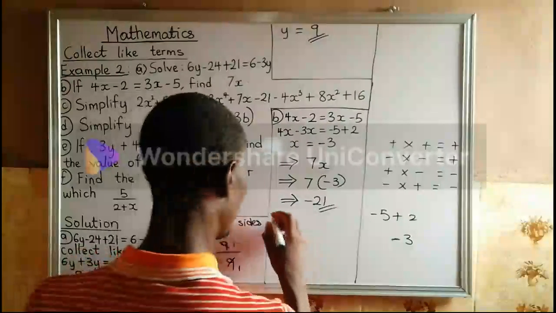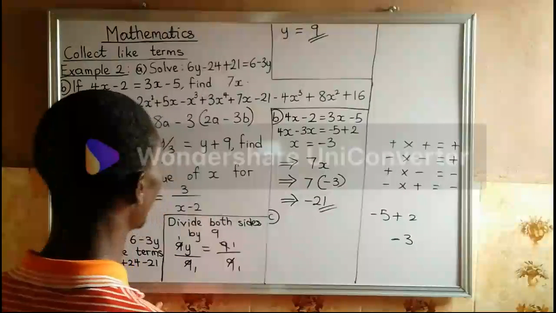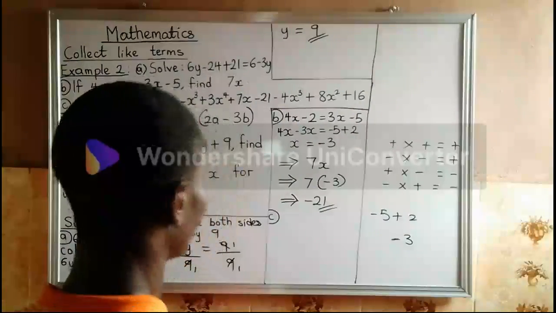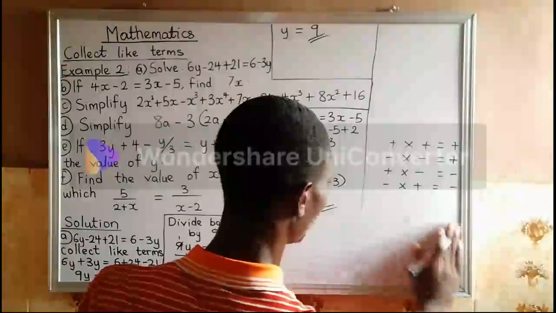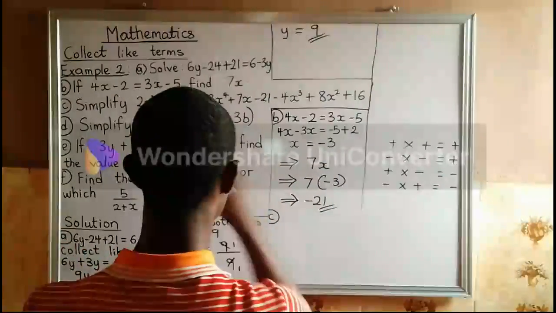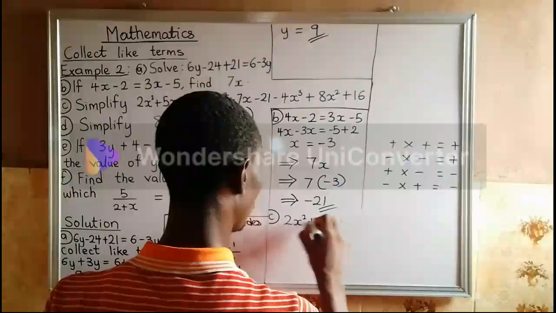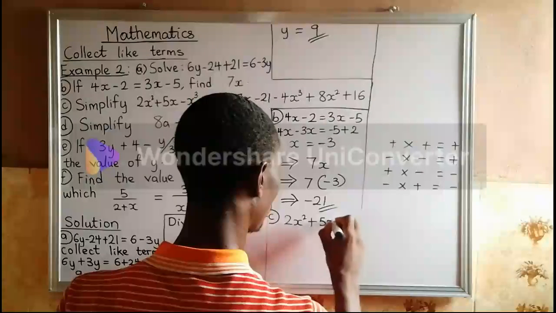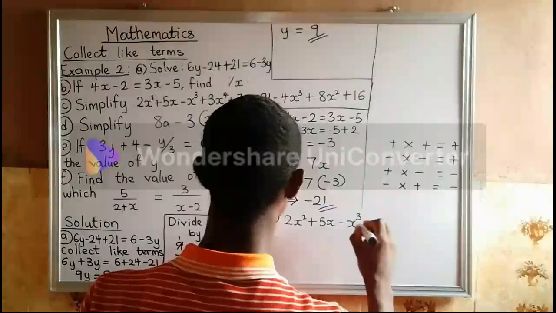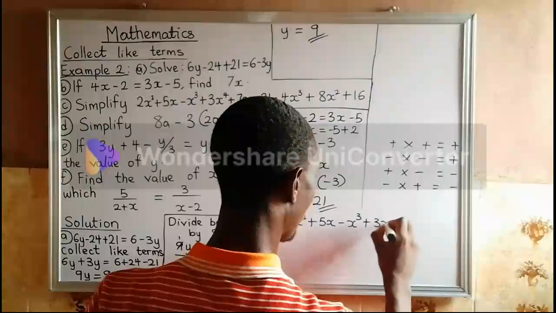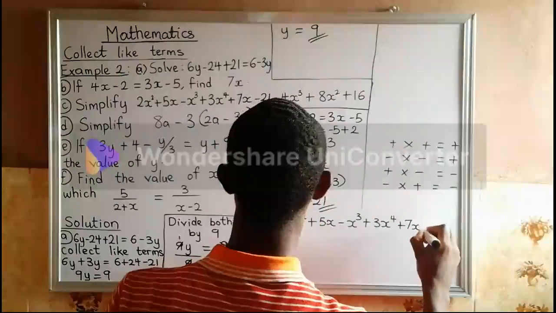Alright, so quickly let's go to the next example, which is example 2c. Example 2c, we are asked to simplify a very long expression. We are asked to simplify 2x squared plus 5x minus x cubed plus 3x raised to power 4 plus 7x minus 21.